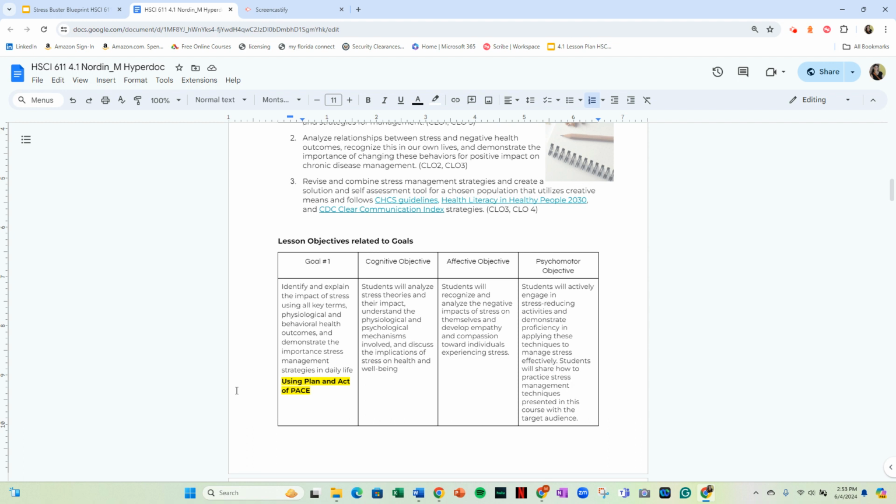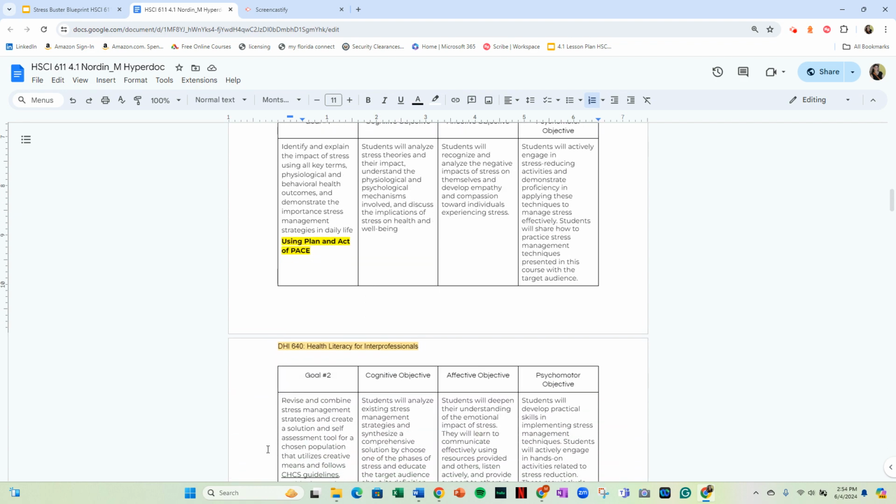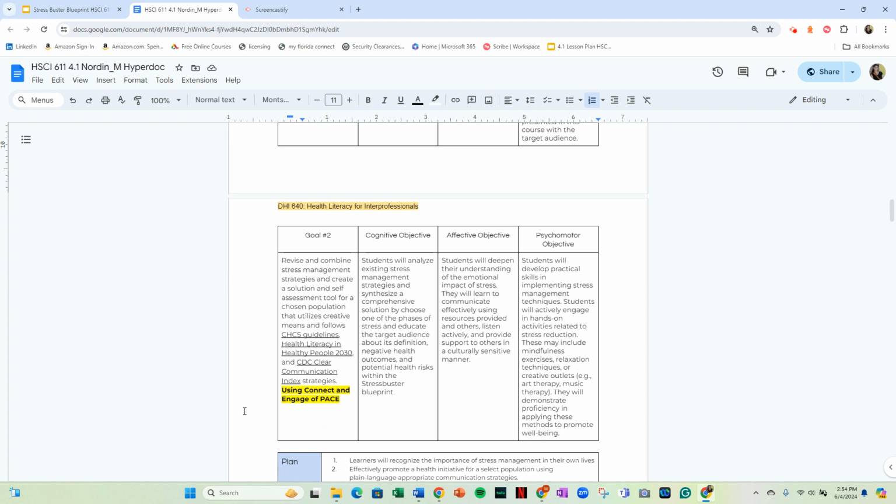Our affective objective will be for you to analyze the negative impact of stress in our own lives and to develop empathy and compassion towards individuals experiencing stress. The psychomotor portion of this will be to actively engage in the stress reducing activities that are provided within the course and demonstrate proficiency of applying these techniques when you create your own. Students will share the practice of how stress management techniques have helped them and how they would help their target audience.